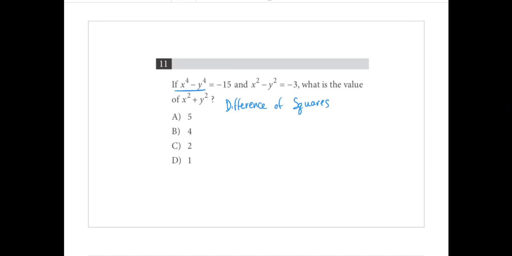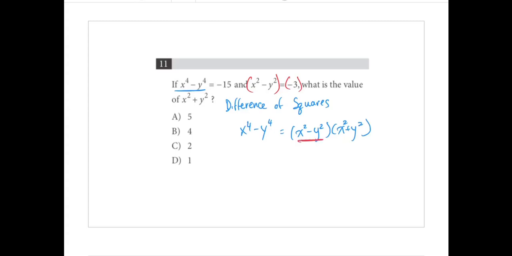And the point of difference of squares is recognizing that you can simplify or factor a difference of squares following a basic formula, which is taking the square root of each term. So the square root of x to the 4th is x squared, and the square root of y to the 4th is y squared, and then writing two binomials, one where you add them and one where you subtract them. The basics here is understanding a basic pattern that we have to memorize. So you have to memorize what a difference of squares is.